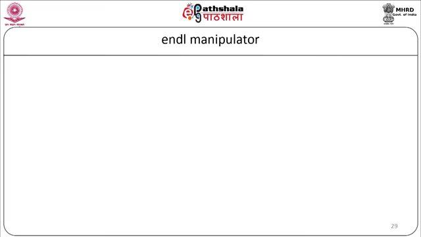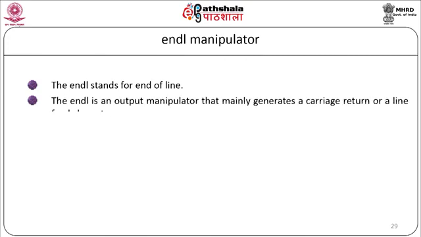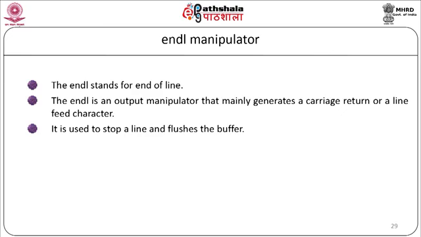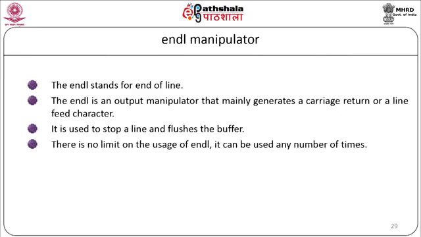The first manipulator is endl. The endl stands for end of line. The endl is an output manipulator that mainly generates a carriage return or a line feed character. It is used to stop a line and flush the buffer. There is no limit on the usage of endl. It can be used any number of times. Endl may be used several times in a C++ program.